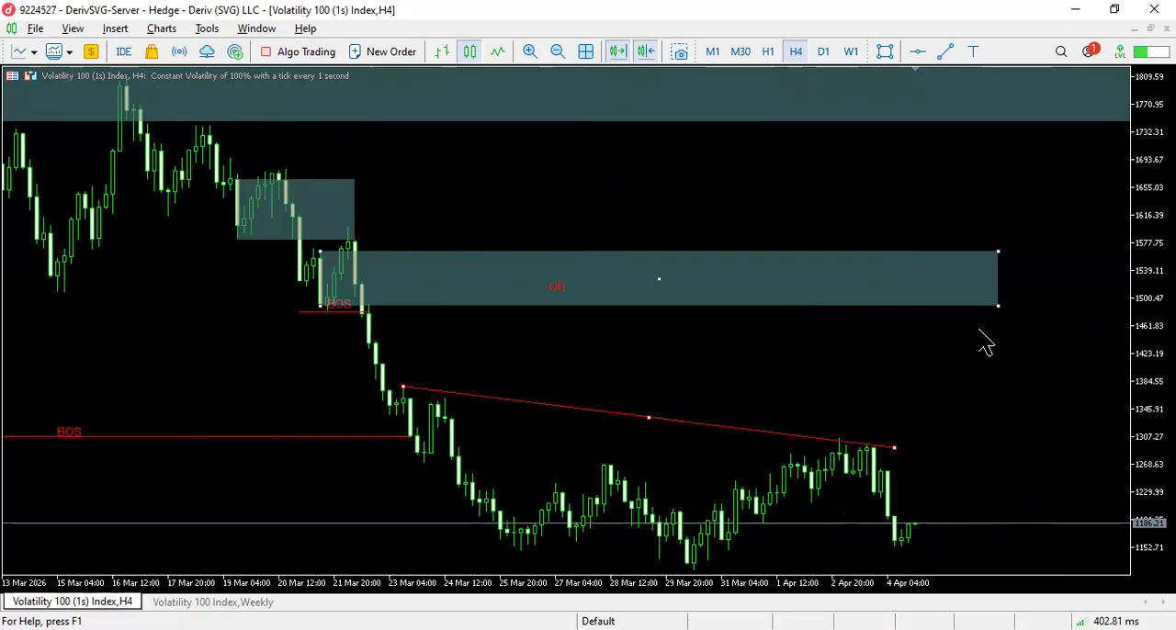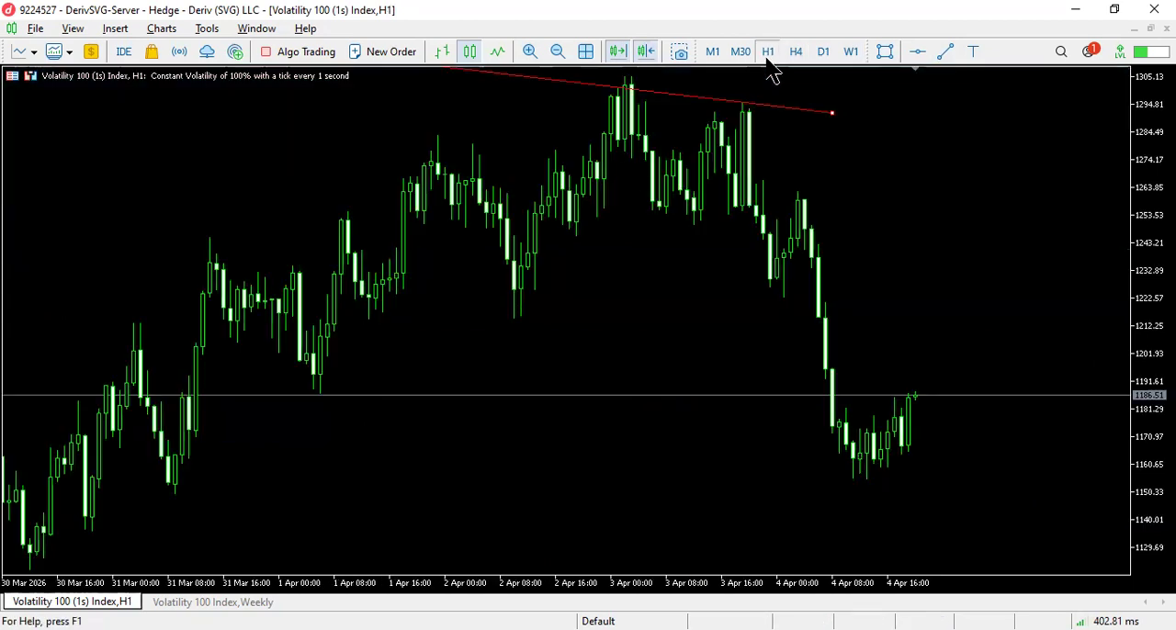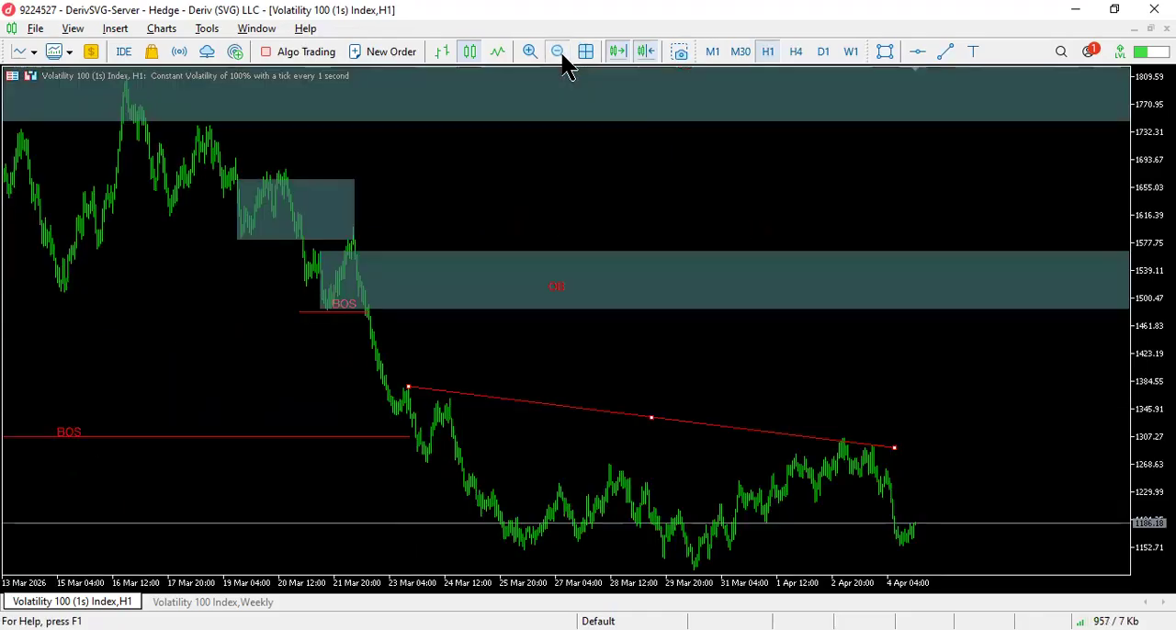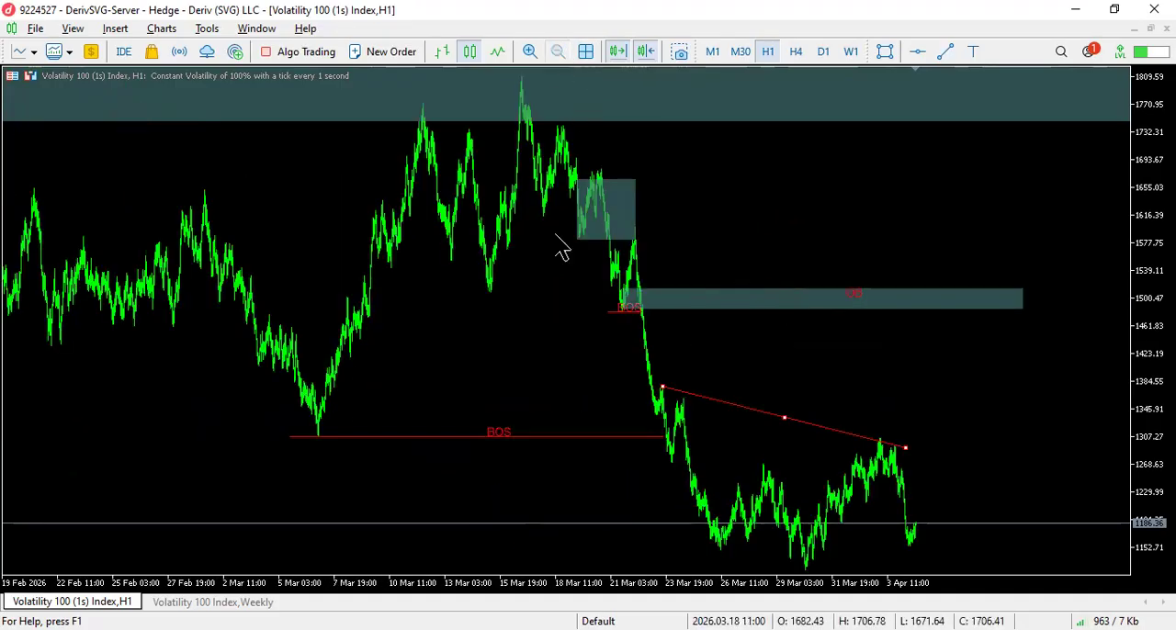As you can see, price is still far from this order block, so I'm guessing it's going to take a long time for price to get there. Heading over to our entry time frame, which is the 1 hour time frame, if we are to minimize, that is what we have. We have this break of structure, and then the internal break of structure is the one that we're going to consider.